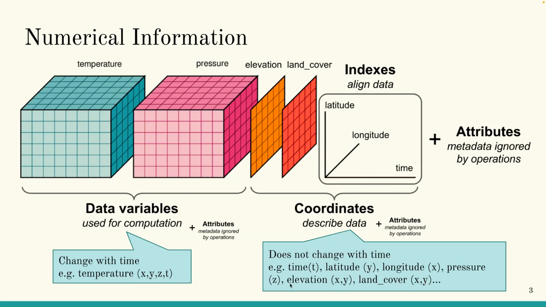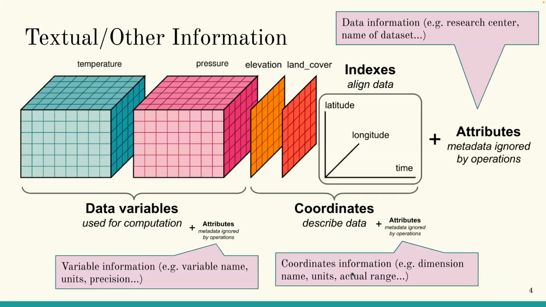Okay, so here are the data that we have, the numerical information. The coordinates are the time, latitude, longitude here. And also we need textual information or other information. For example, your variable name will be saved for each of the variables. For each variable, you have attributes. Attributes are the textual information: variable name, units, precision, meaning the number of decimal places, right?